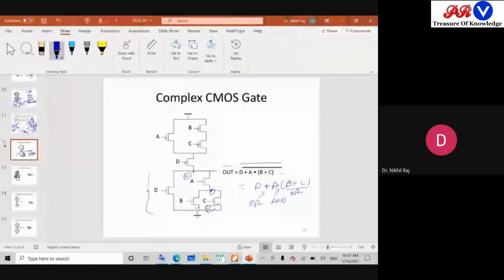And the duality will be this: D is in parallel to all this architecture, so D will come in series with all the architecture, and this A was in series to BC, so A will come in parallel to BC. B and C were in parallel, so B and C will come in series.